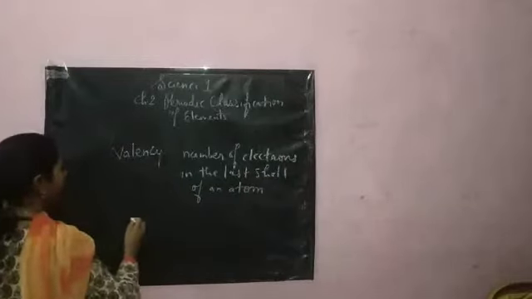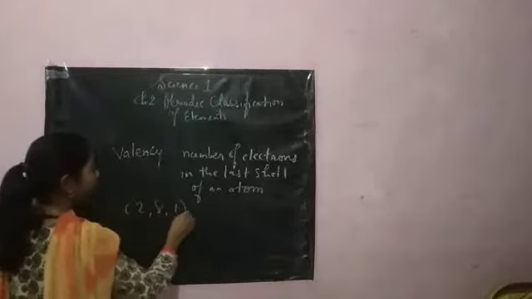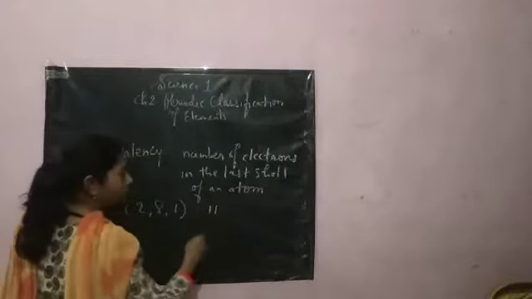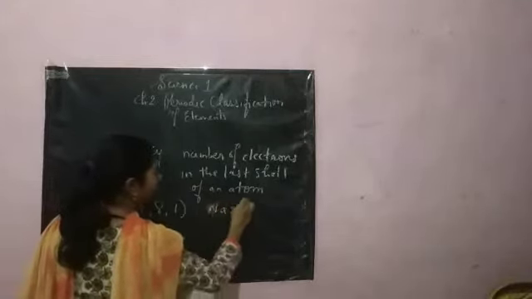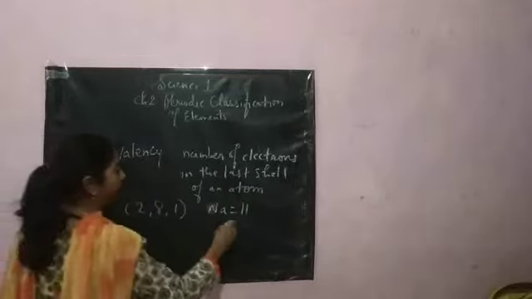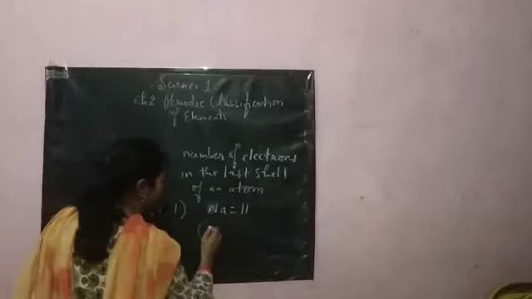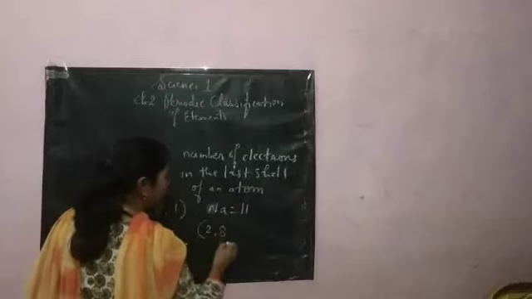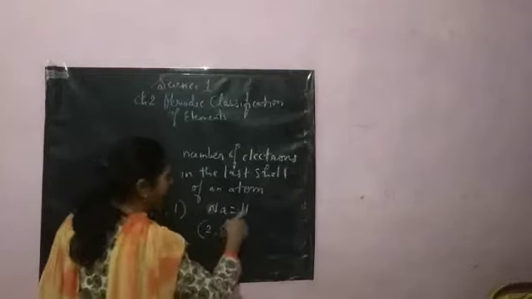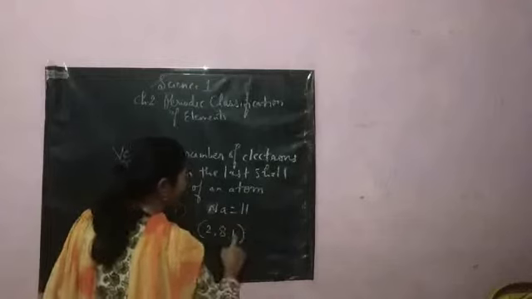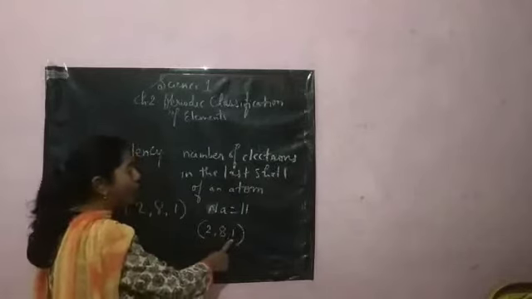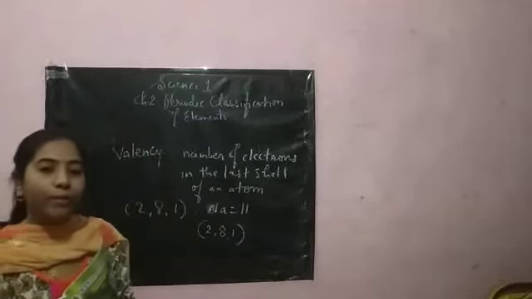Then what is the valency of sodium? The electronic configuration of sodium is 2, 8, 1. Do you know how this 2, 8, 1 came? Because the atomic number of sodium is 11, Na is equal to 11. In the first shell, maximum 2 electrons can be fitted. In the second shell, maximum 8 electrons can be fitted. And 2 and 8, 10. The remaining 1 will be placed into the last shell. So what is the number of electrons present in the last shell of sodium? That is 1. So the valency of sodium is going to be 1.